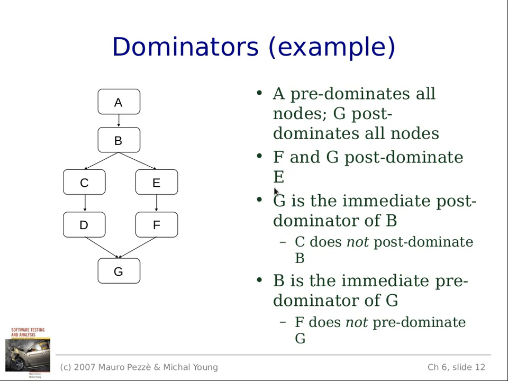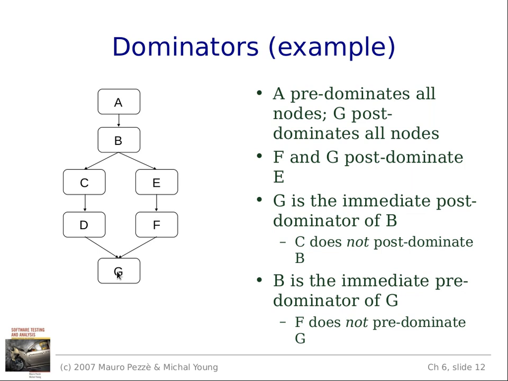F and G post-dominate E. Once you hit E, you have to go through F and G, so they post-dominate it. G is the immediate post-dominator of B. Notice it says immediate post-dominator.